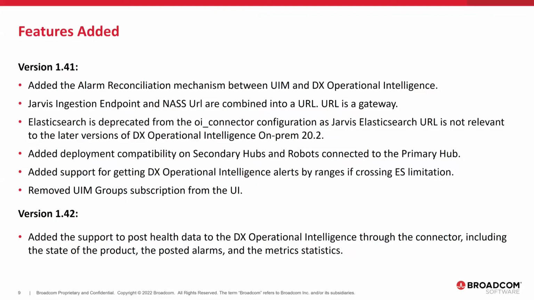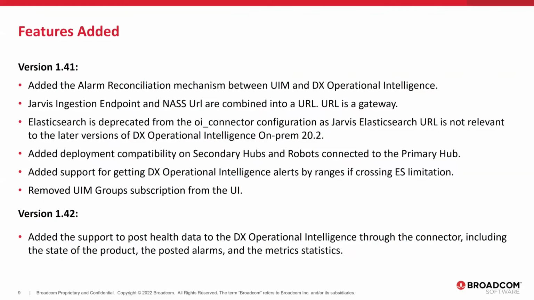So this is now combined, and users have to just provide one URL to the APM gateway. If that URL is given, the probe internally derives the Jarvis endpoint and the NAS endpoint, and accordingly posts the data. There was also a feature available within the configuration to validate the connection to Elasticsearch.